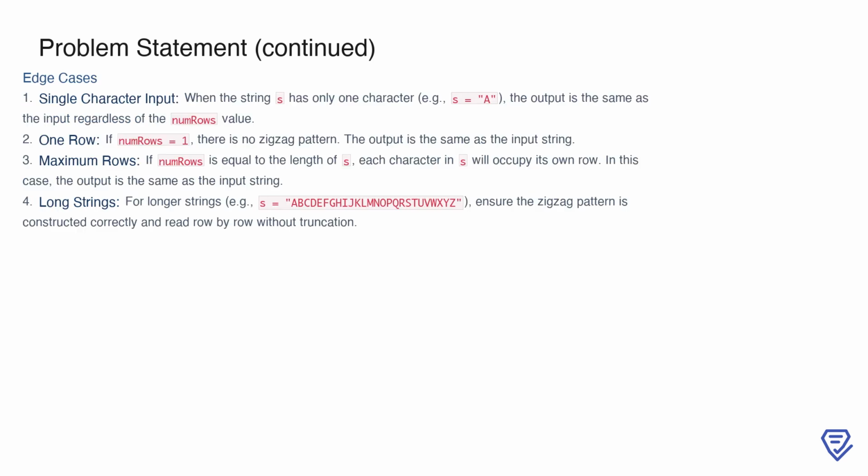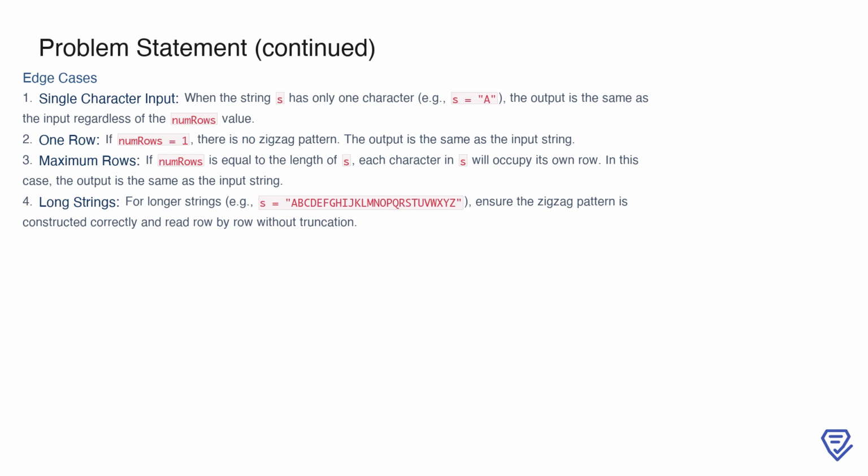Finally, there are a few edge cases to consider. If the input string contains only 1 character, such as s equals "A", the output will always be the same as the input, regardless of the number of rows. If the number of rows is 1, there's no zigzag pattern, and the output is identical to the input string. On the other hand, if the number of rows is equal to the length of the string, each character will occupy its own row, and reading line by line again results in the same string as the input.